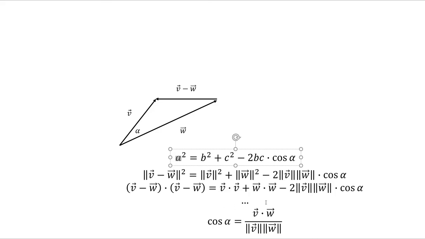You'll have to trust me that I'm not going to go through all the steps, but you apply some properties of vectors and dot products and you end up with this equation here. The cosine of the angle between the two vectors is equal to the dot product of those two vectors divided by the product of the magnitudes of those two vectors.